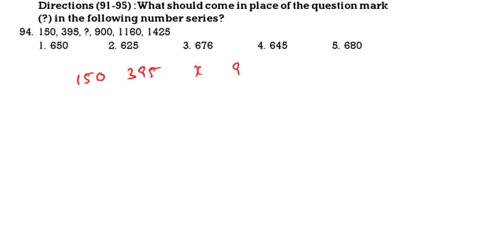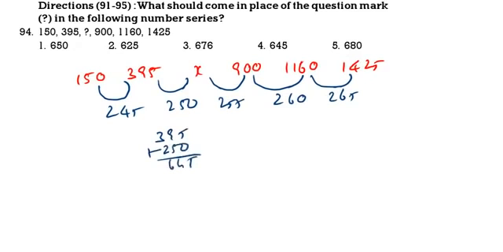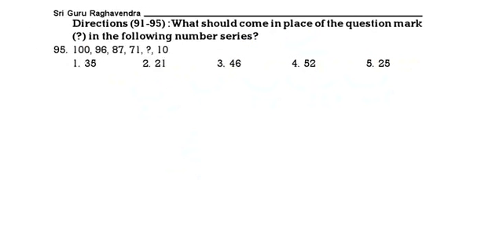$150, $395, $900, $1160, $1425. Now what should come in the place of the question mark? See the difference. This is 245. This is 260. This is 265. Then this will be 255. This will be 250. 395 plus 250. That is 645. 645 is the correct answer.